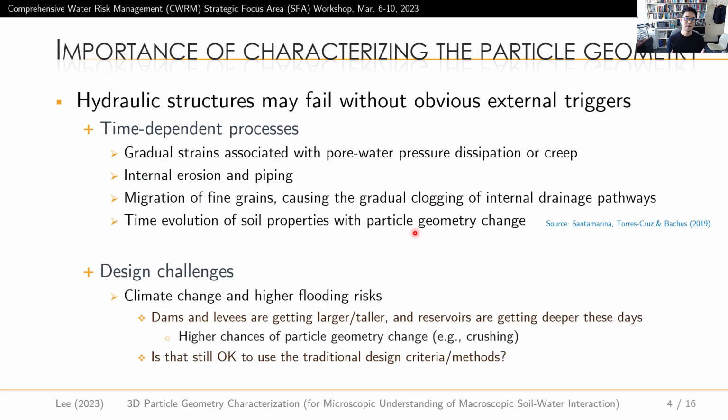Hydraulic structures may fail under obvious immediate external stressors such as heavy rainfall, but there are also time-dependent processes that cause the hydraulic structure to fail over an extended period of time, such as drain accumulation, creep, erosion, piping, and fine-grain migration causing clogging, and time evolution of soil properties with particle geometry change, such as caused by crushing.